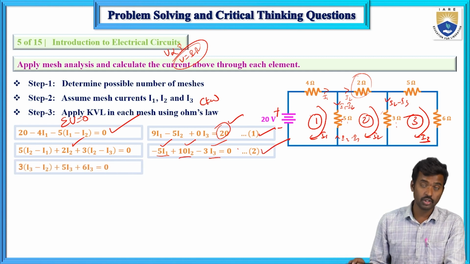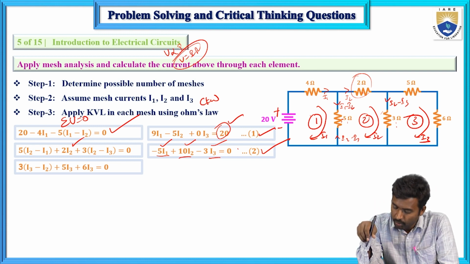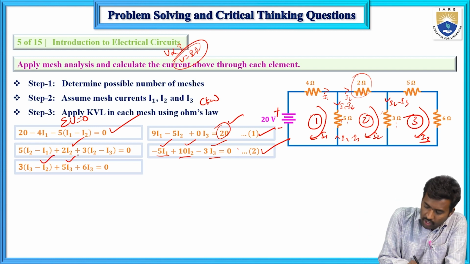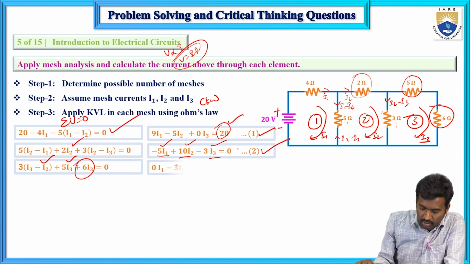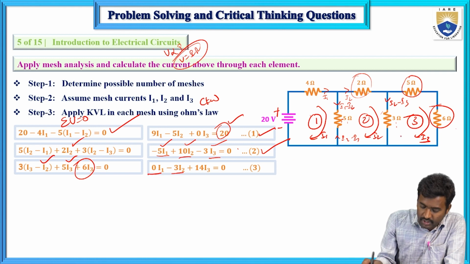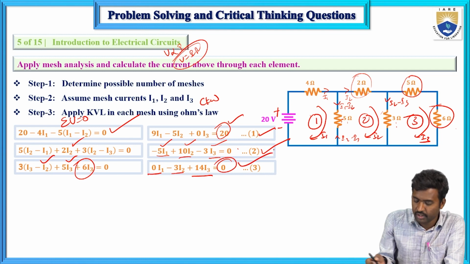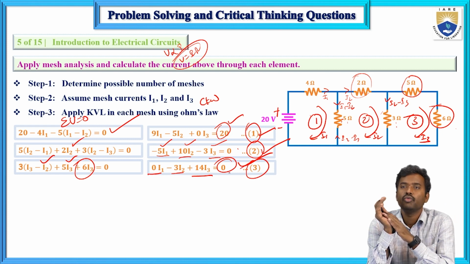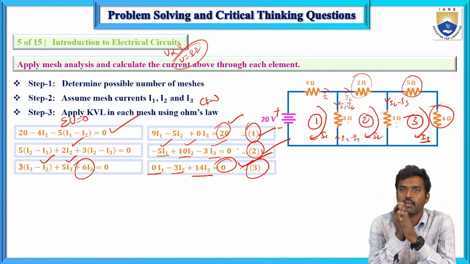Now the third mesh. In this also there is no voltage source and no current source. Now you can apply KVL in this loop: 3 into I3 minus I2, and 5 into I3, and 6 into I3. If you simplify, there is no I1 effect for mesh 3, so 0 I1, minus 3 I2 plus 3 plus 5 plus 6, that is 14 I3. There is no voltage source, so that value is 0. Now we have equations number 1, 2 and 3. We can solve these three equations and we will get I1, I2 and I3.